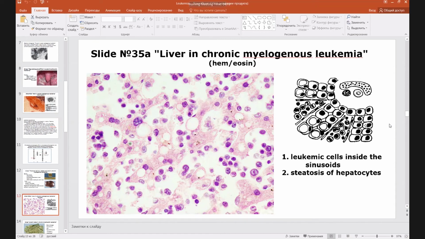On the scheme, you can see the sinusoids in between the cords of the liver, and the sinusoids are infiltrated by the leukemic cells. The portal tract is free of leukemic cells, it's intact. And in the cytoplasm of the hepatocytes, we can see these whitish colored round bubbles. We can see the steatosis of hepatocytes. In the legend, point number 1, leukemic cells inside the sinusoids. And point number 2, steatosis of the hepatocytes.